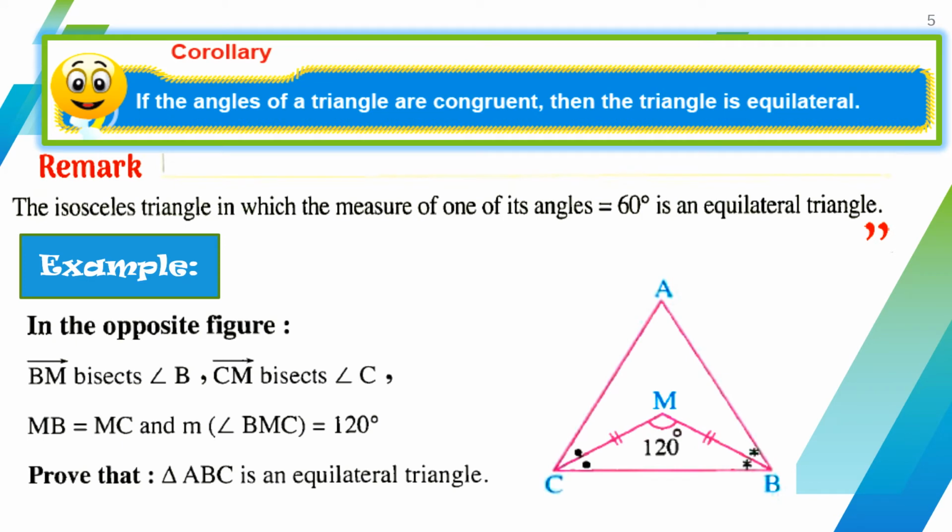For example, BM bisects angle B, CM bisects angle C, MB equals MC and the measure of angle BMC equals 120. Prove that triangle ABC is an equilateral triangle.